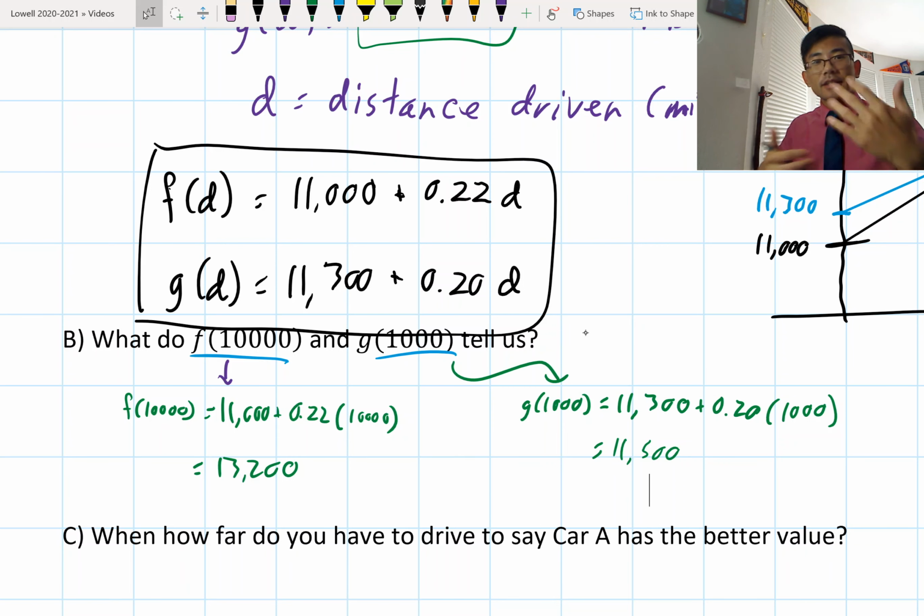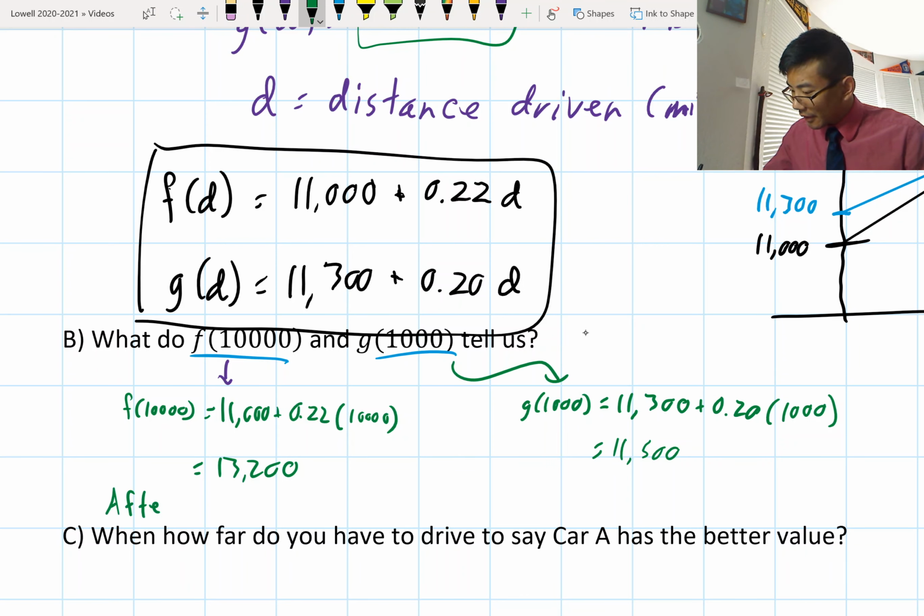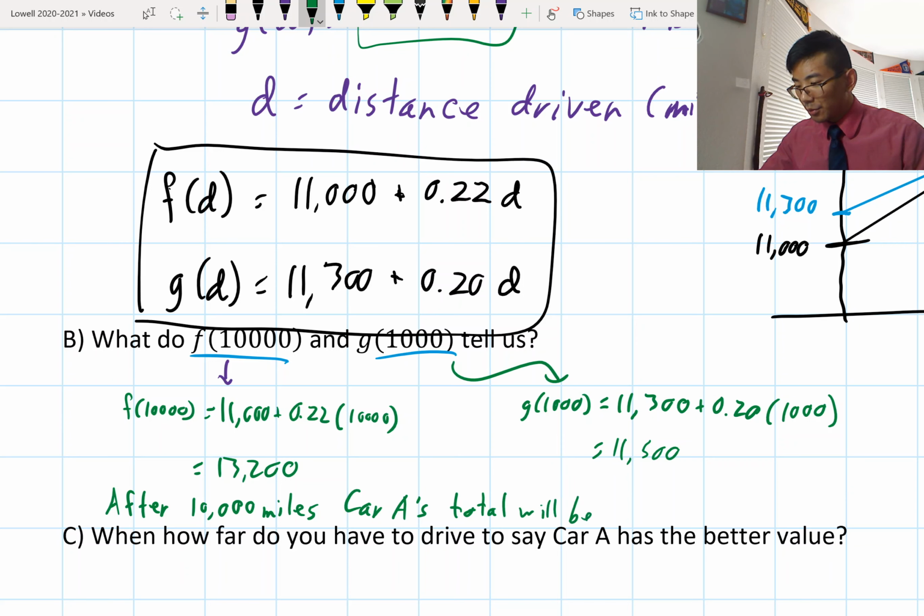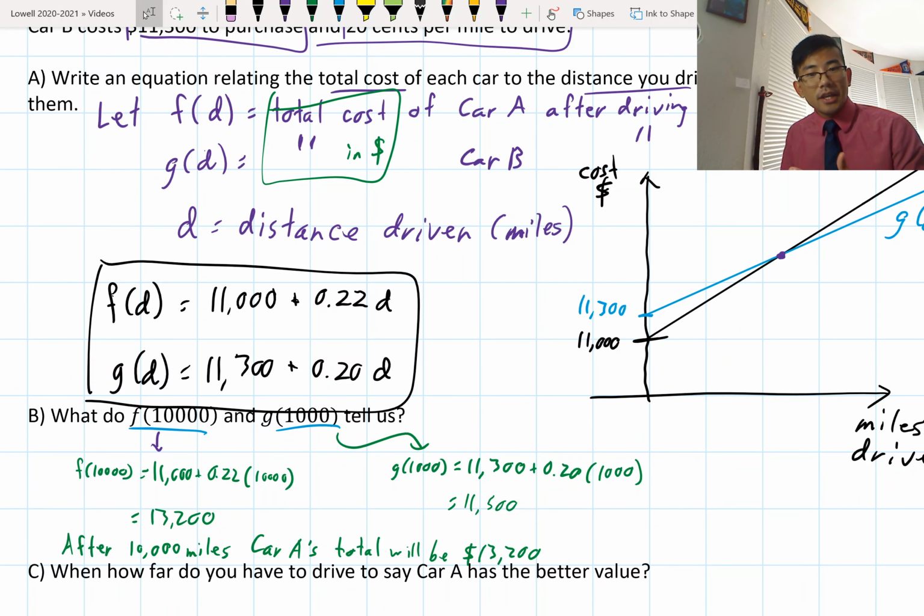And so think back to what this means. F was telling us about the total cost. So after having driven it for 10,000 miles, car A's total cost will be $13,200. And likewise, G of 1,000 tells us car B is going to cost $11,500 after we've driven it for 1,000 miles.